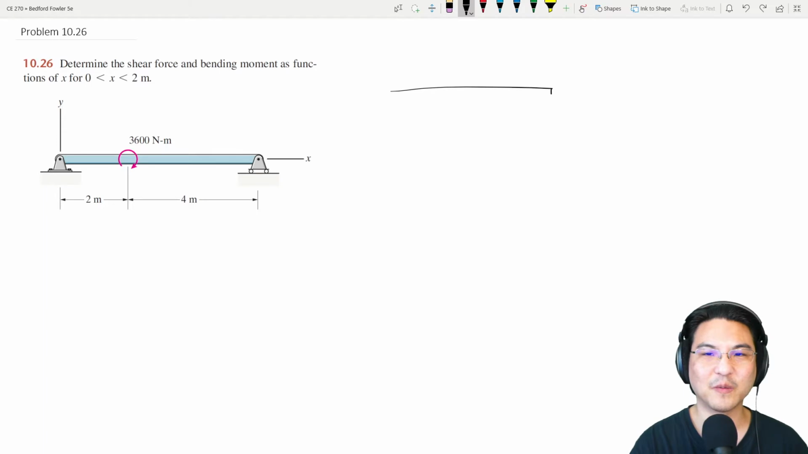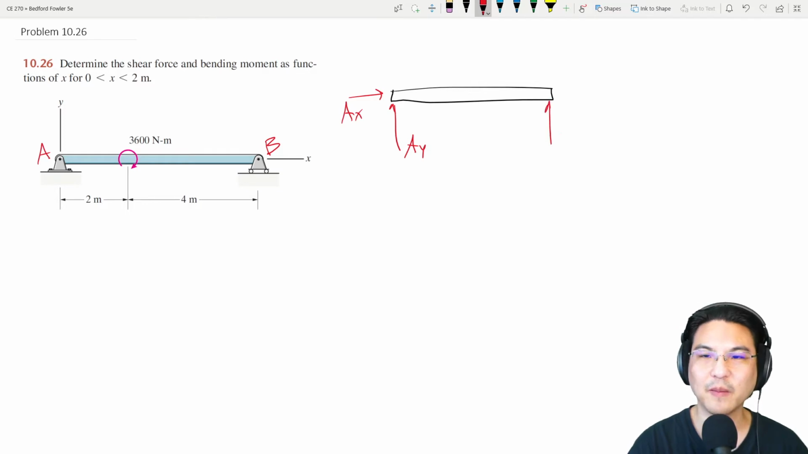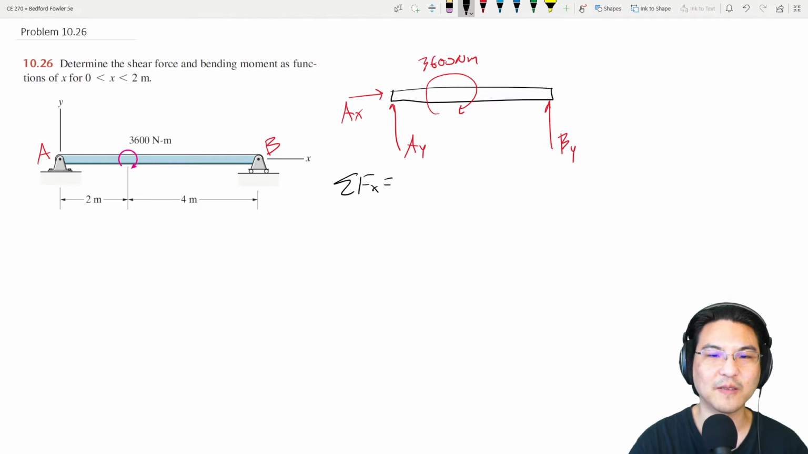First though, we want to solve for the reactions at the supports. If I call this pin A and roller B, let me decompose the reaction at pin A into X and Y components. Okay, and then we have the roller at B. And there is the couple here. Okay, so now let's solve for those reactions.